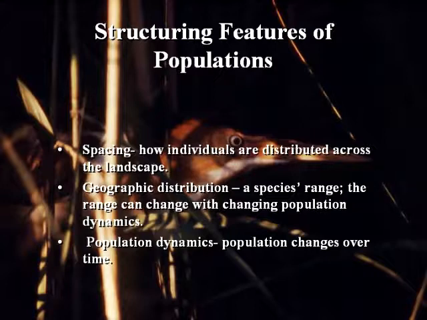A related issue to that geographic distribution one, and for that matter the spacing one, is the issue of population dynamics. How is it that populations change over time? And how do those dynamics influence things like spacing and geographic distribution?